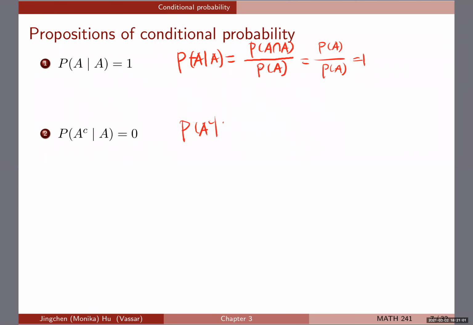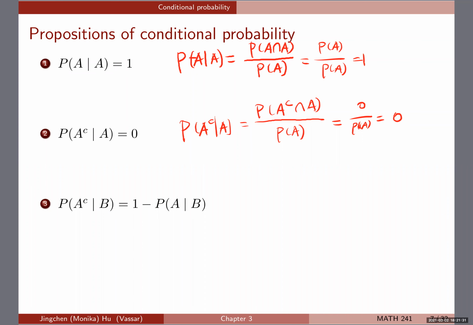Going back to the definition, now we know it's A complement intersect with A over P(A). The intersection between A and A complement is always the empty set, and the empty set has probability 0. So when you divide it by a positive value, it's going to be 0.